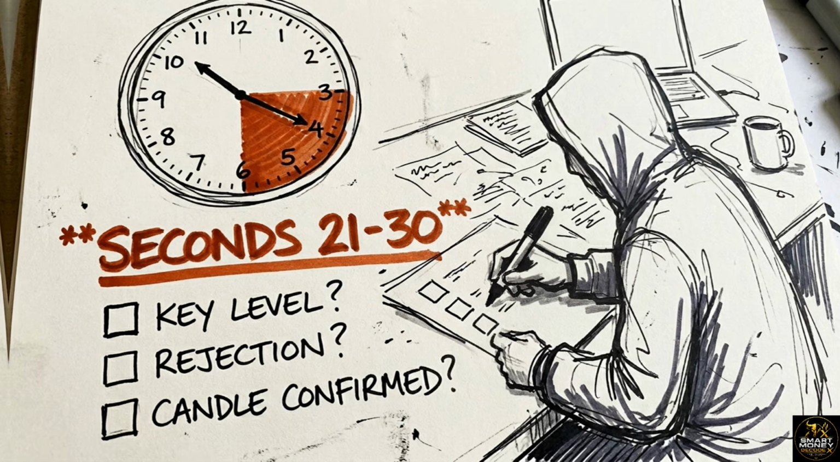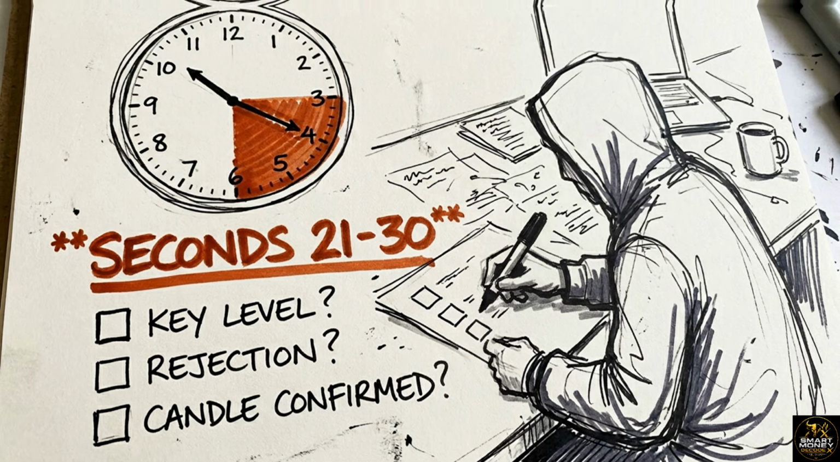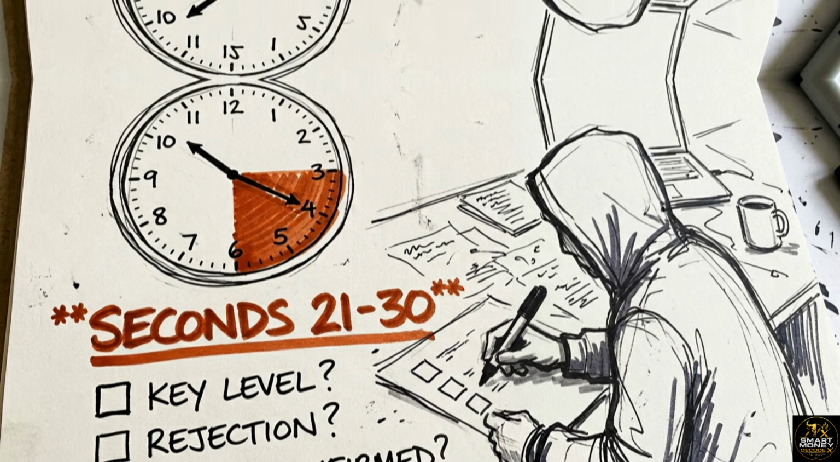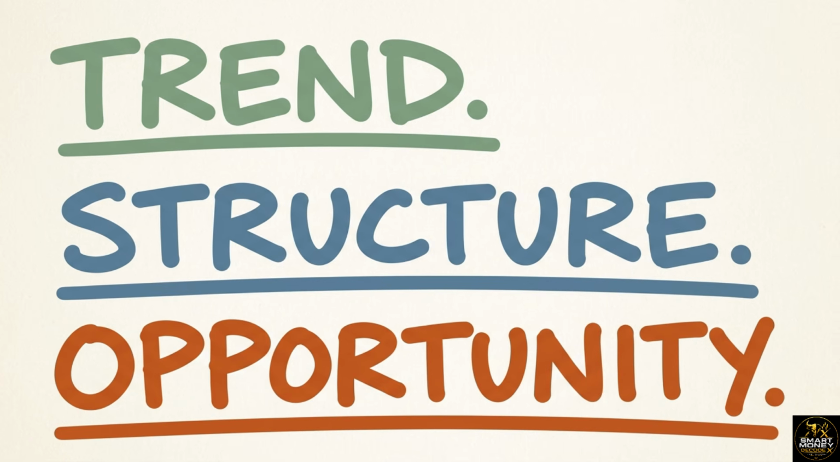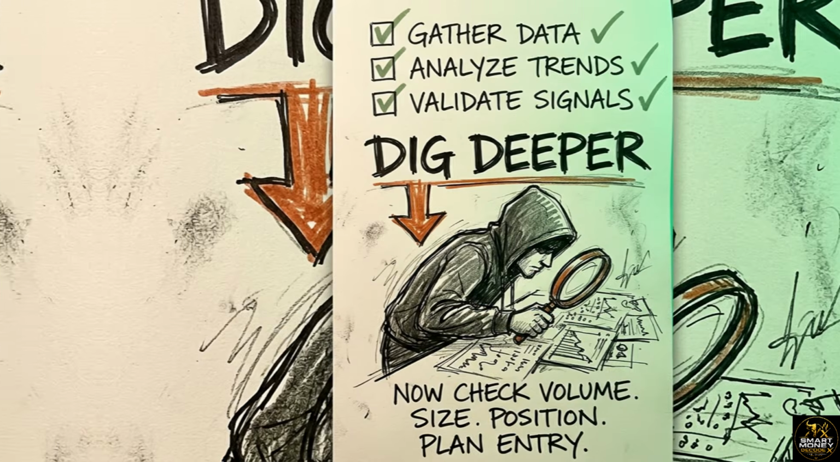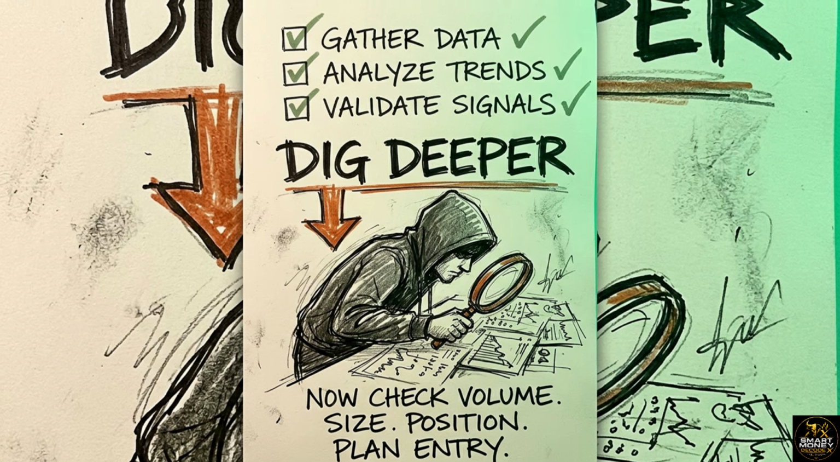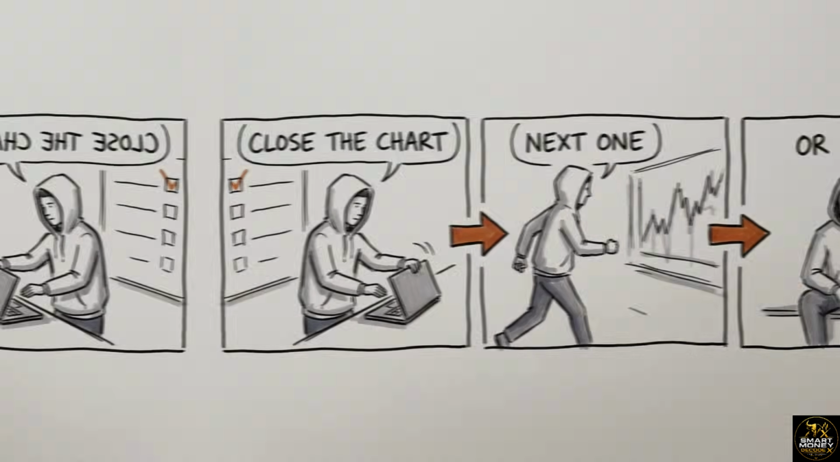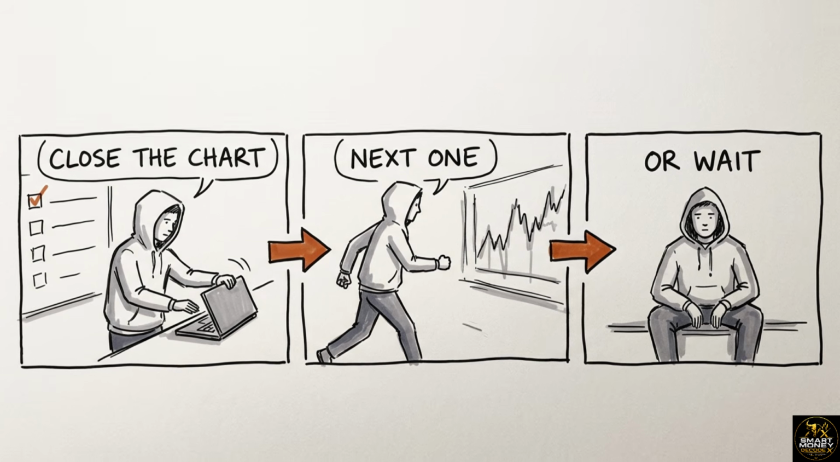Seconds 21 to 30, is there a setup? Is price at a key level? Is it showing rejection? Has a candle confirmed? 30 seconds. 3 answers. Trend, structure, opportunity. If all 3 align, you dig deeper. You check volume. You size your position. You plan your entry and stop. If they don't align, you close the chart. You move to the next one, or you wait.